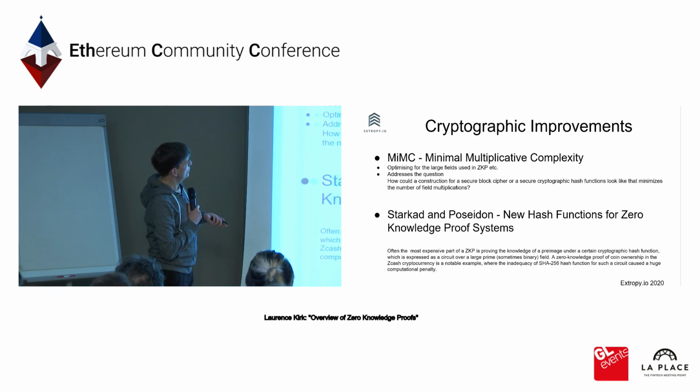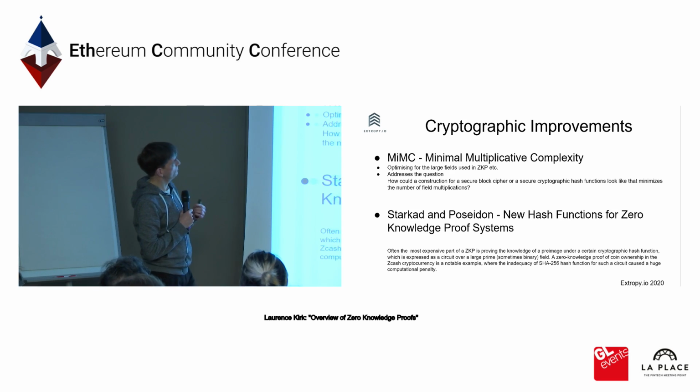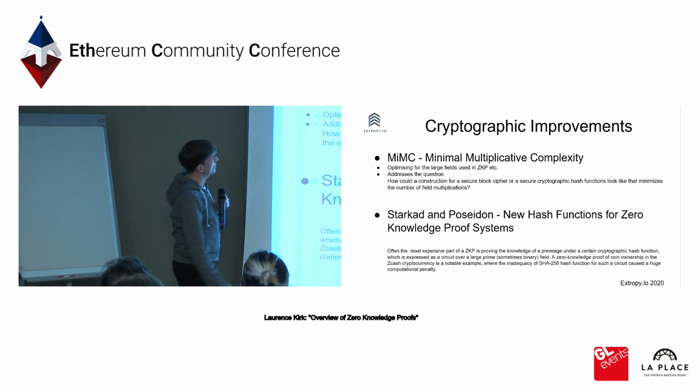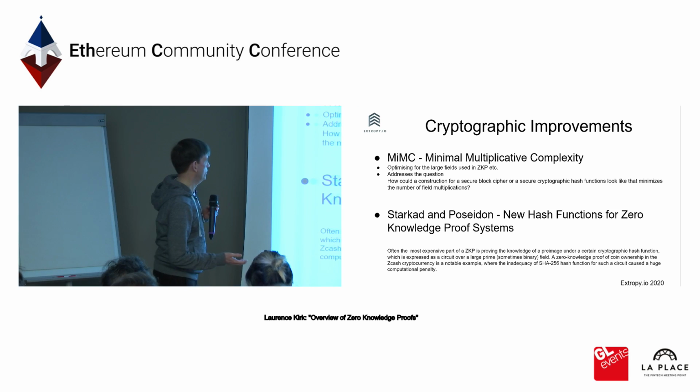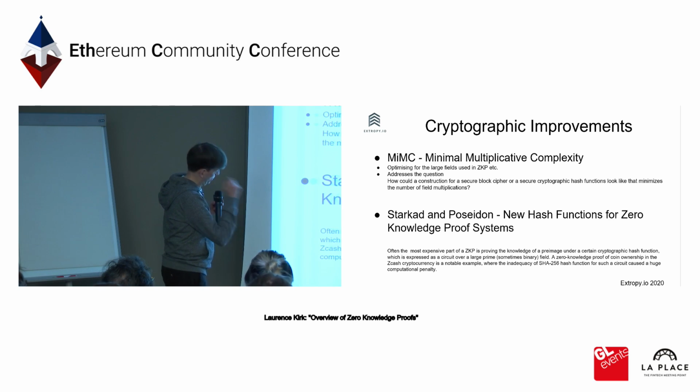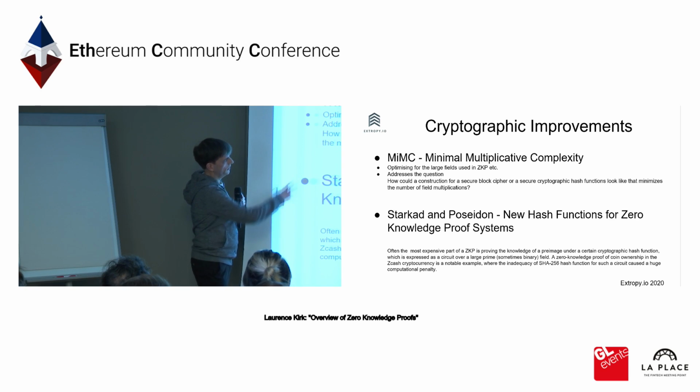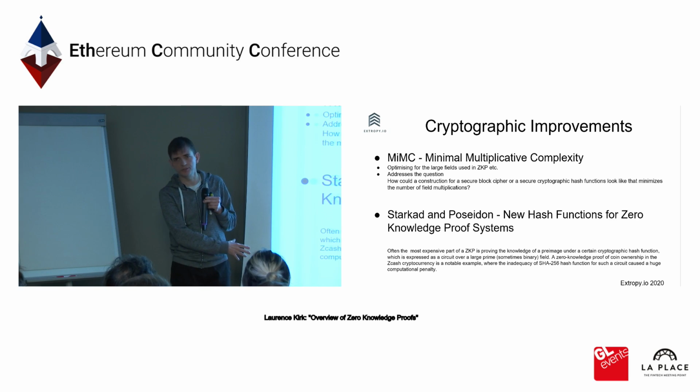Okay, so improvements to SNARKs. There have been improvements to do with the cryptographic primitives. So you've got improvements on hashing functions: MiMC, Poseidon, StarkAd. One of the most expensive parts in terms of computation can be hash functions, particularly doing a SHA-256 hash or something like that. And so these projects have really reduced the amount of computation needed to do that.